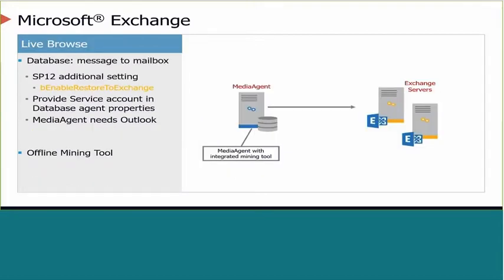All right, just wanted to revert back to Service Pack 12 real quick, just to cover off on this feature that came out not too long ago, which is the ability to do a live browse of an Exchange database backup, extract a piece of mail, and inject it directly back into a mailbox. So, why is this important?